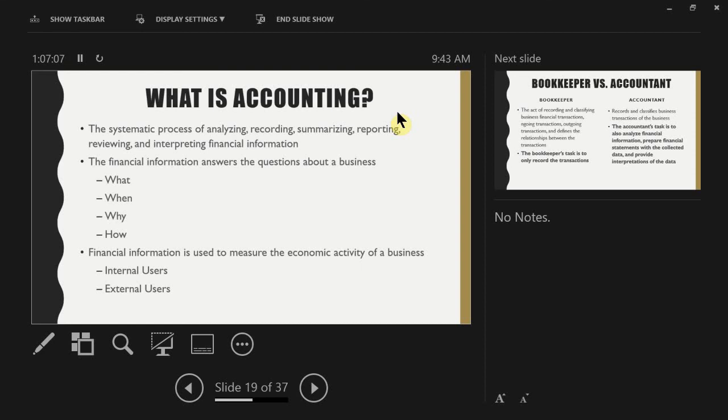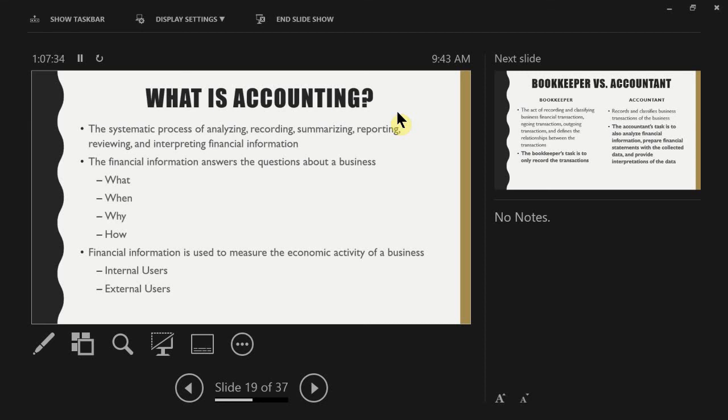And also the one thing that we want to make sure is, how does this transaction affect my business? That's the number one question that you need to ask yourself every single time when you look at a transaction. Okay, so again, it's going to ask you the who, what, when, where, why, and how. Okay, so understanding that.